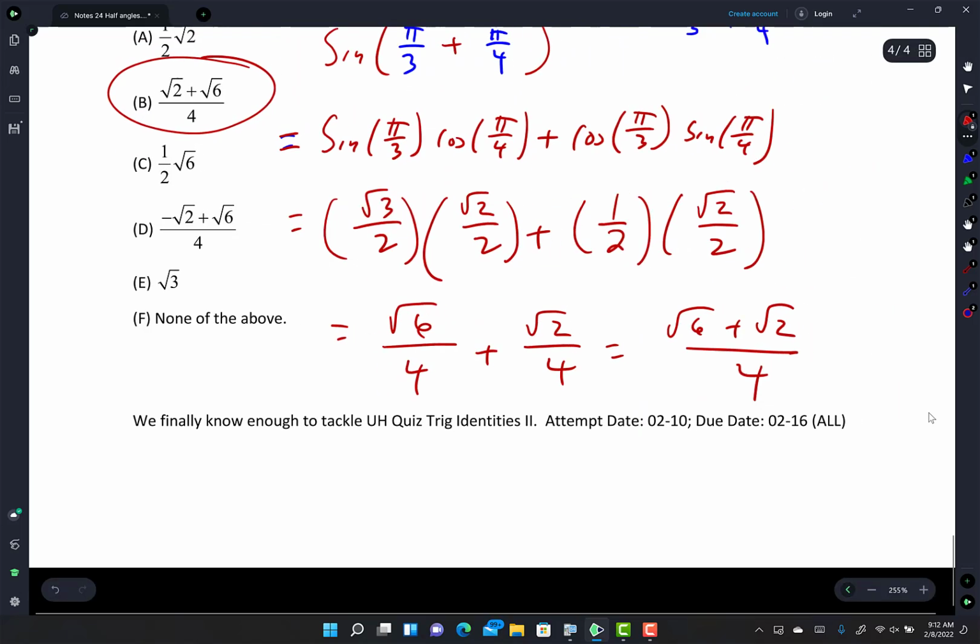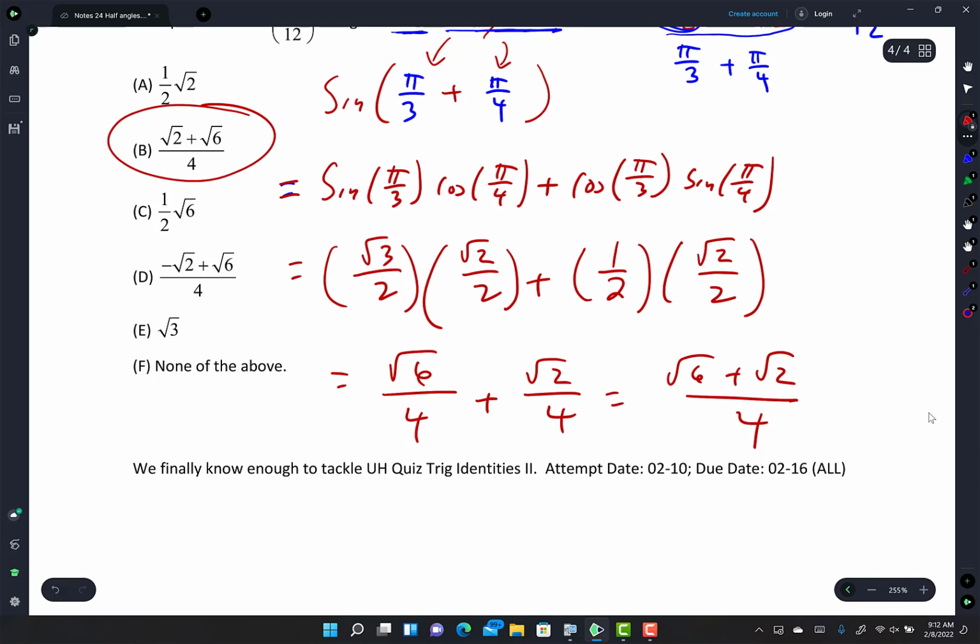Now you just need experience. You know enough now to do all the questions on UH trig identities too. The attempt date, note it. It's also on Canvas. I put it for February 10th. I think that's more than enough time to do the attempt. So after the attempt date, I put it on gradebook. And then finally, I update it again on the 16th. Well, the 17th, really. So you have until the 16th to perfect it. And that's it. We're done.